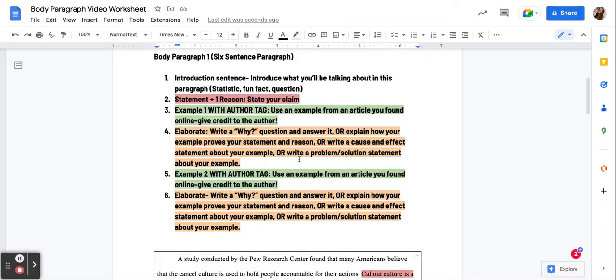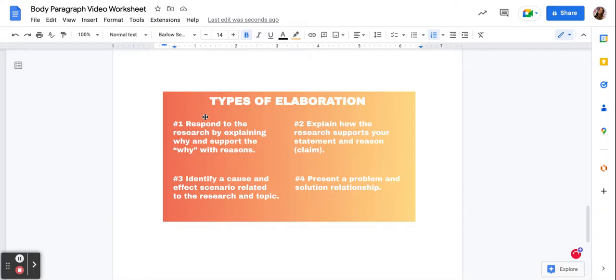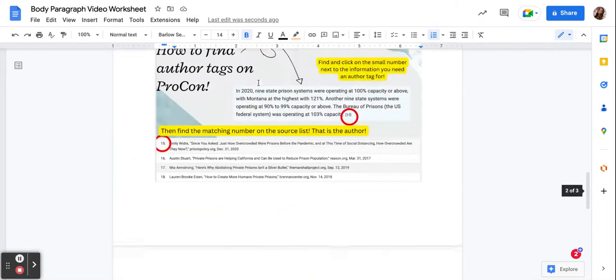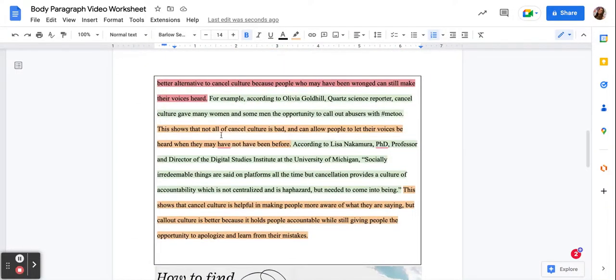Next, just like an SREE again, after my example, I need to elaborate. And there are different ways that you can do this. I've listed the 4 ways in the actual paragraph guide. And then I have it right here as well. Here are the 4 different ways that you could elaborate. This is also in your research notes. I will let you pause and look at those. But mine is just an elaboration connecting my example to my statement and reason. This shows that not all of cancel culture is bad and can allow people to let their voices be heard when they may have not been before.